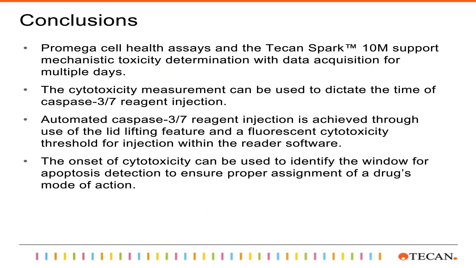So in conclusion, the Promega Cell Health Assays and the Spark support mechanistic toxicity determination with data acquisition over multiple days. We use a cytotoxicity measurement to dictate the time of caspase 3-7 reagent injection.